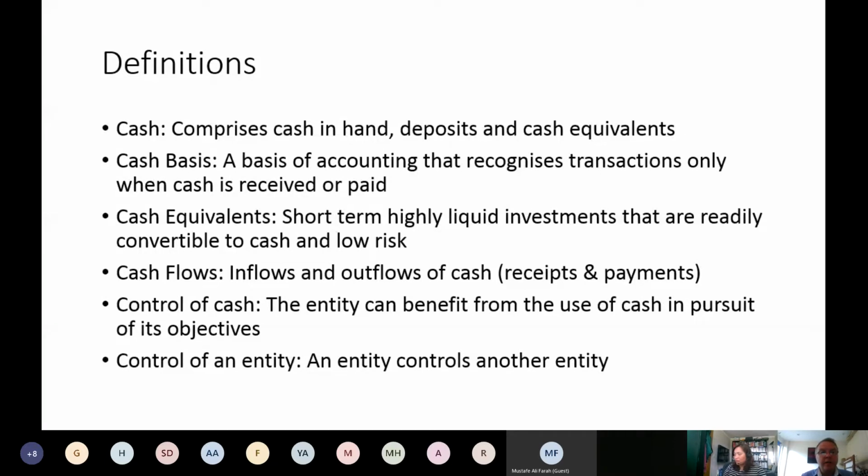Control of cash. Now, 1, 2, 3, 4, fifth one down: the entity can benefit from the use of cash in pursuit of its objectives. Huh? What does that mean? Let's have a look, shall we? So let's go to our scribble board.